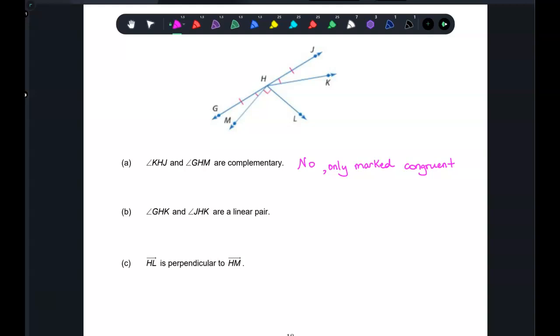GHK, and oh my gosh, GJ. Thank you. JHK. That's the thing in geometry. There's all these letters, even I get jumbled up sometimes. Are they a linear pair? Wait. Let me highlight it for you. They share the line. Okay, here's GHK. And then JHK. All right. Yes, because are they adjacent to each other? Yes. And do they form a line? Are their non-common sides opposite rays? Yes. So that we can assume.